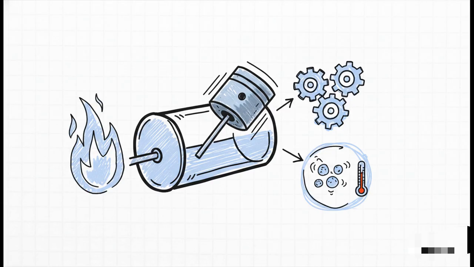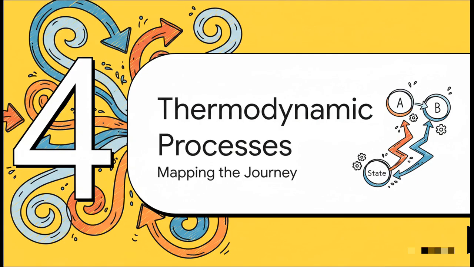The rest of it, delta W, is used when the system does work on its surroundings, like a gas expanding and pushing up on a piston. It all has to add up. So a system can change from one state to another, right?